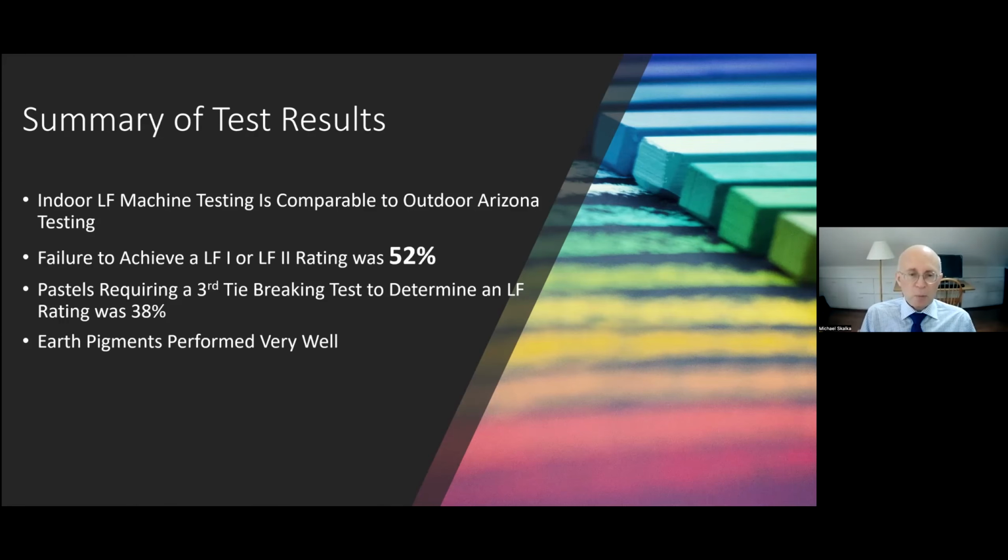So in many cases, what a company would be encouraged to do is do another test. So that one breaks the tie. If it fails, you've got two failures against one success. You rate it at the failure point. So if it's Lightfastness 3, you rate it as 3, or you rate it as 4, or you drop that and reformulate, use something else. And as I said, about 38% of the samples would need a tie-breaking test. And as I said before, earth pigments performed very, very well.